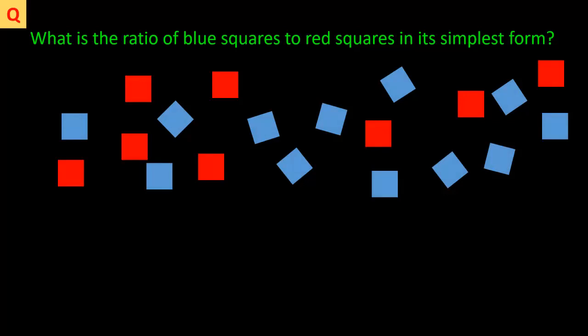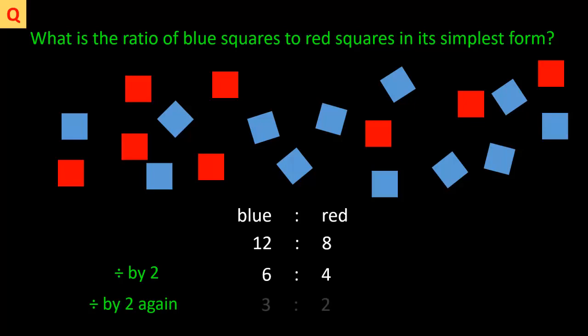Okay, how did you get on? Well, blue to red. So how many blues are there? 12. And how many red? 1, 2, 3, 4, 5, 6, 7, 8. What goes into 12 and 8? Well, they're both even, so we can halve them. 6 to 4. Oh, they're even again. So we could say the ratio in its simplest form of blue to red is 3 to 2. Or you could have just divided by 4, and you get 3 to 2. So that's a fairly straightforward little topic, simplifying a ratio to its simplest form.